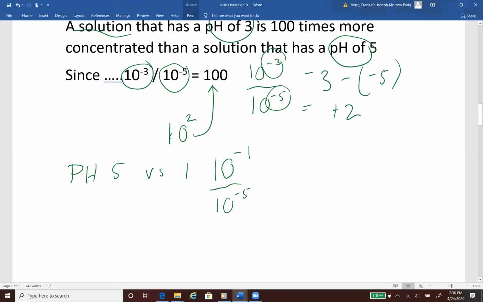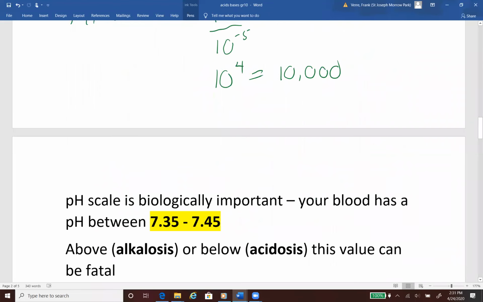So now if I divide 10 to the negative 1 by 10 to the negative 5, I subtract the exponents. So negative 1 minus negative 5 is positive 4, which means my answer is 10 to the power of 4. 10 to the power of 4 is 10,000. So pH 1 is 10,000 times more acidic than pH 5. We can also just say pH 5 is 10 to the 4 times weaker, or 10,000 times weaker than pH 1. This is true too, right? Okay.